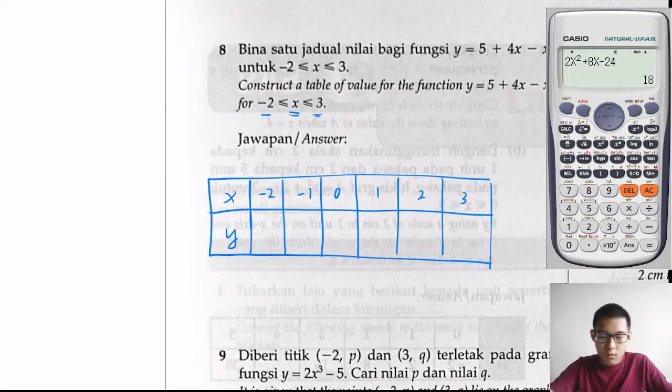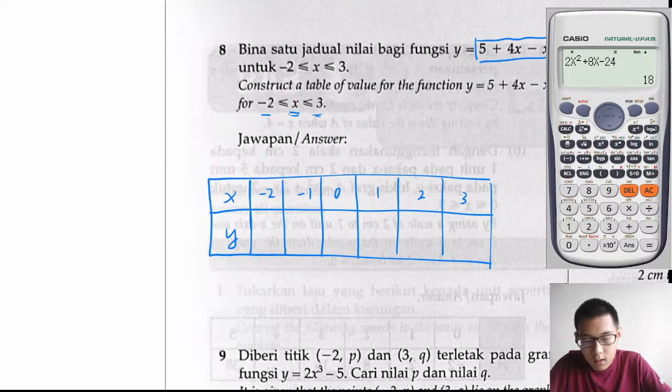Okay, so let's use this function y equal to 5 plus 4x minus x squared. We no need to substitute one by one, just key in this formula and then we use calculate. When x equal to -2, the y is -7. When x is -1, the output is 0, y is 0. When x is 0, output is 5.